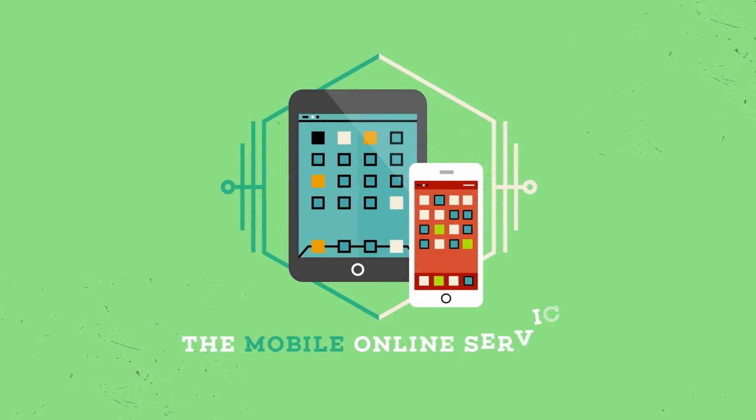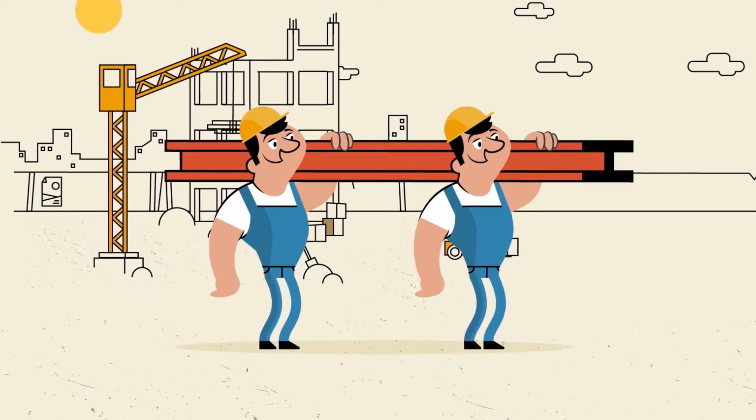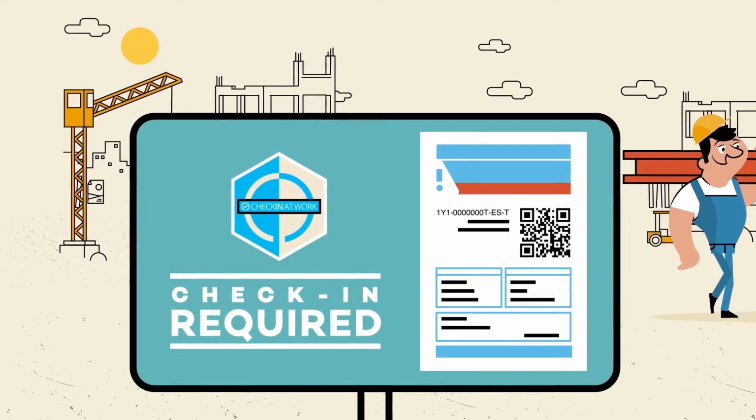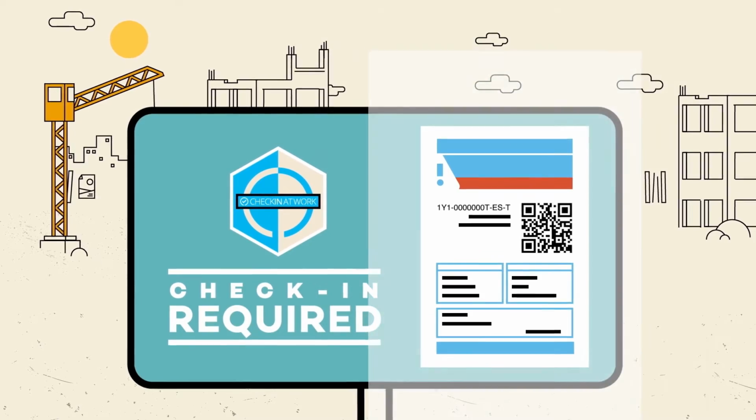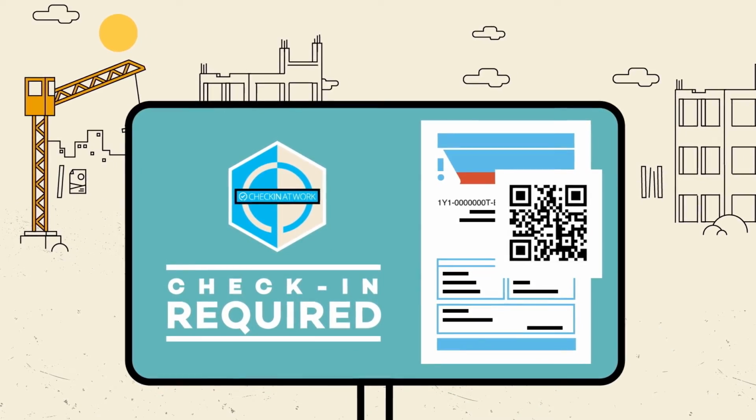The mobile online service. Convenient for checking in last-minute personnel. From the online works registration service, the contractor can print out a poster. The contractor must post this in a visible location at the entrance to the worksite. The poster shows a personalized QR code.